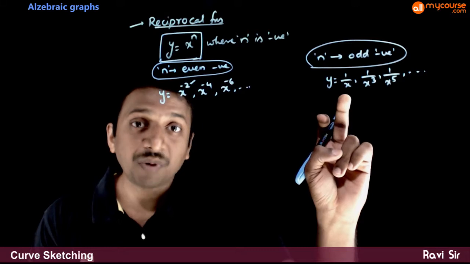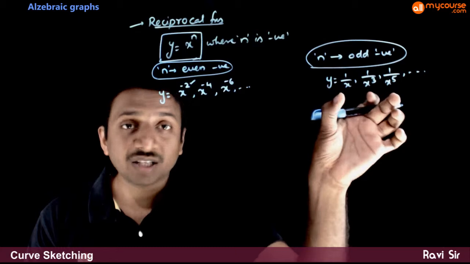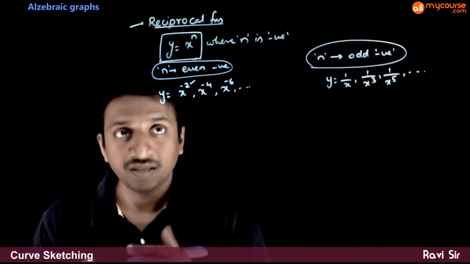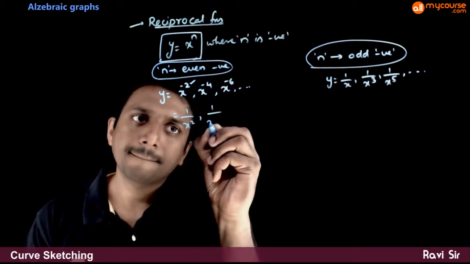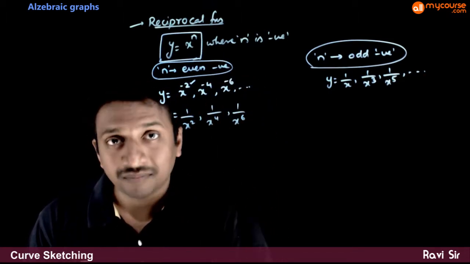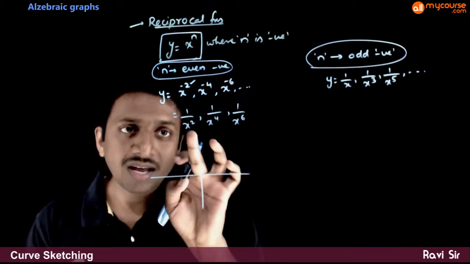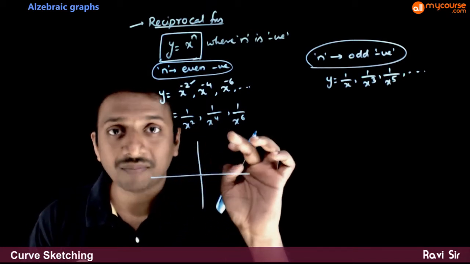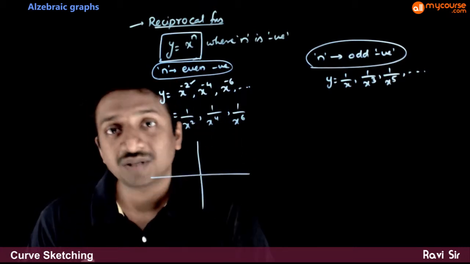And 1 by x is x power minus 1, this is x power minus 3, this is x power minus 5. These correspond to n being odd negative. So how do these graphs look? The difference between these graphs is, if n is a negative even number, corresponding to positive x's you get positive y, corresponding to negative x's also, because you are raising this negative number to an even power. Corresponding to negative x also, y becomes positive.